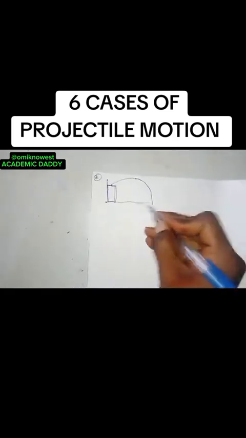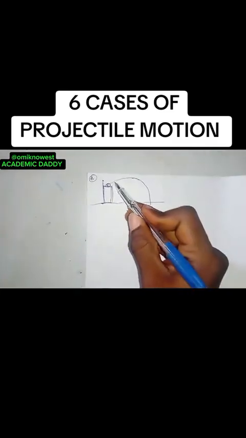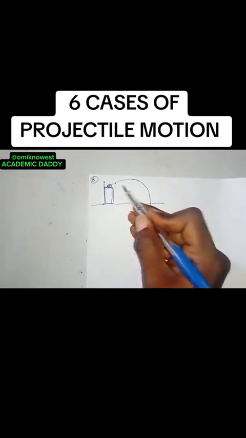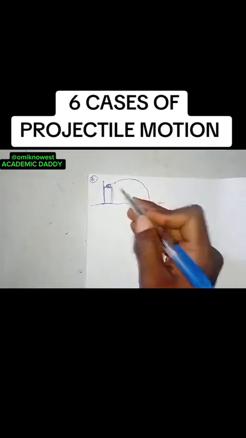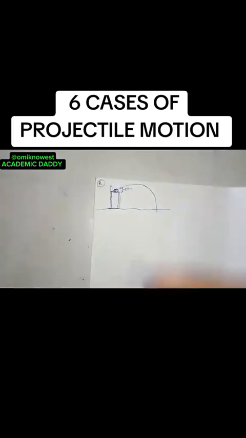So let's say this is a ball projected here. In the case where a ball is projected from a height at an angle, notice that it's not like the second case where you just move straight. So this is case 3. Let's say there's an angle here, the projectile angle or trajectory angle, which is theta.